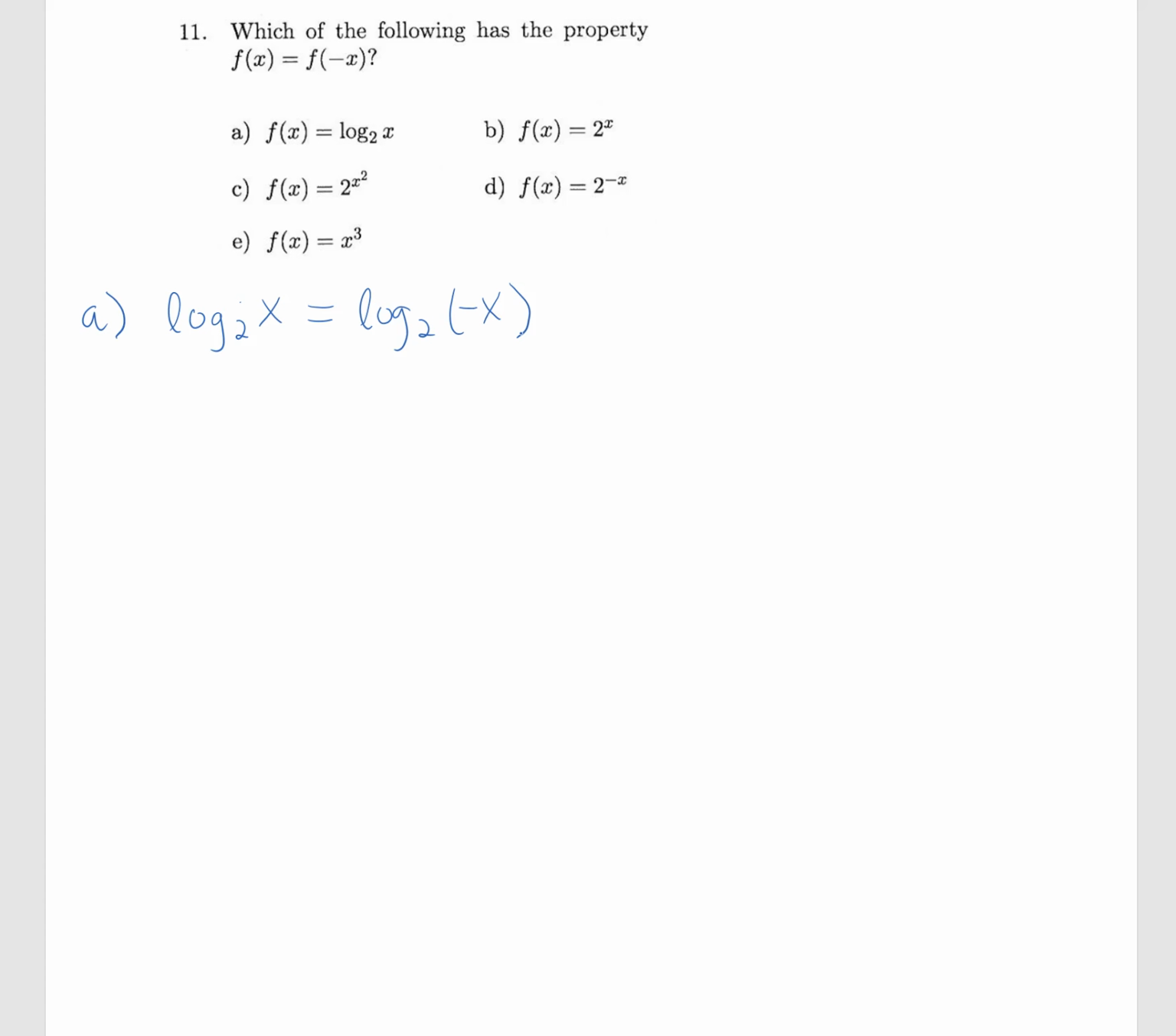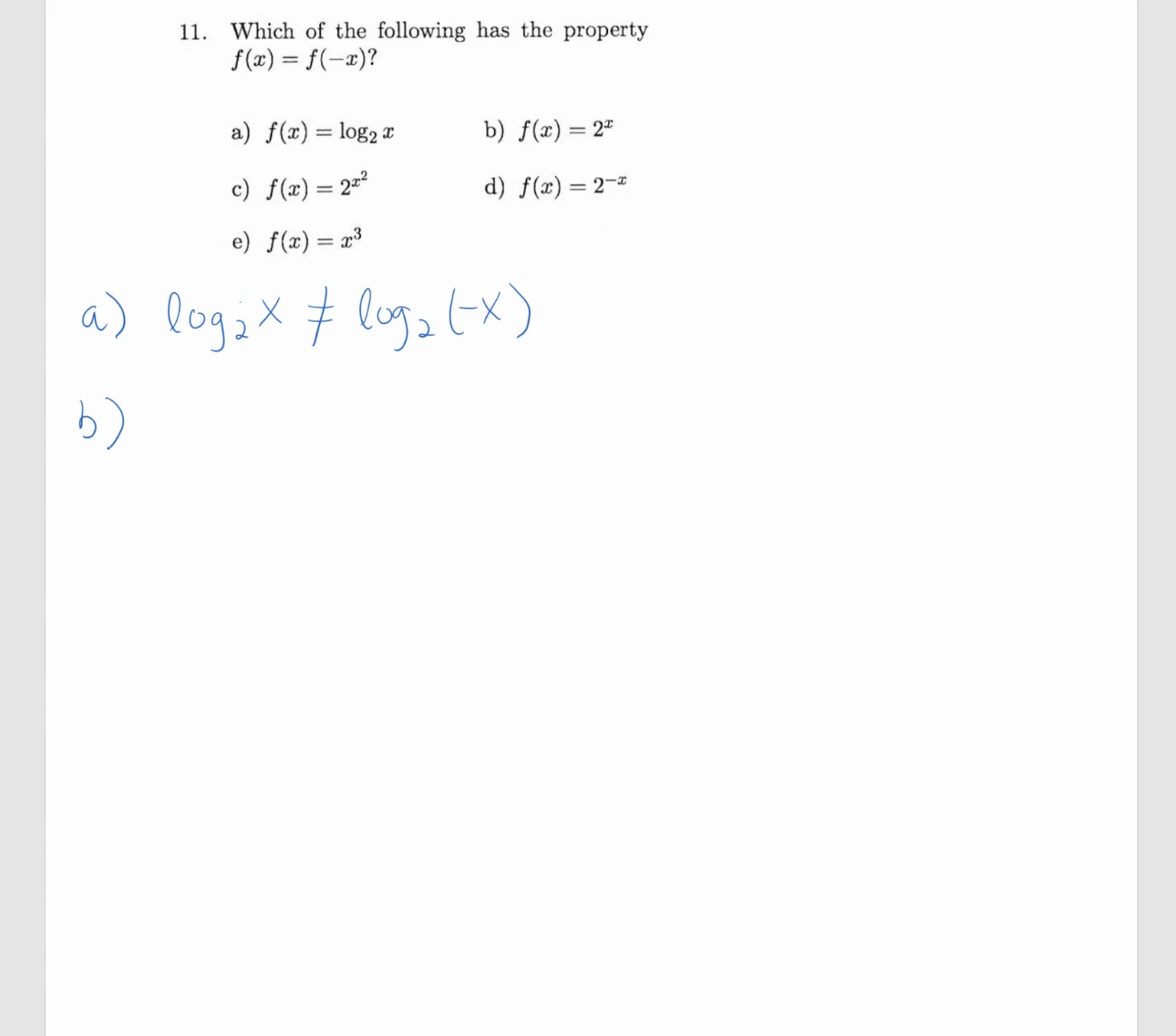So 2 to the power of anything, either a negative number, 0, or a positive number, is always going to give us a positive answer. So this doesn't work, and it definitely doesn't equal log base 2 of x. So A doesn't work.